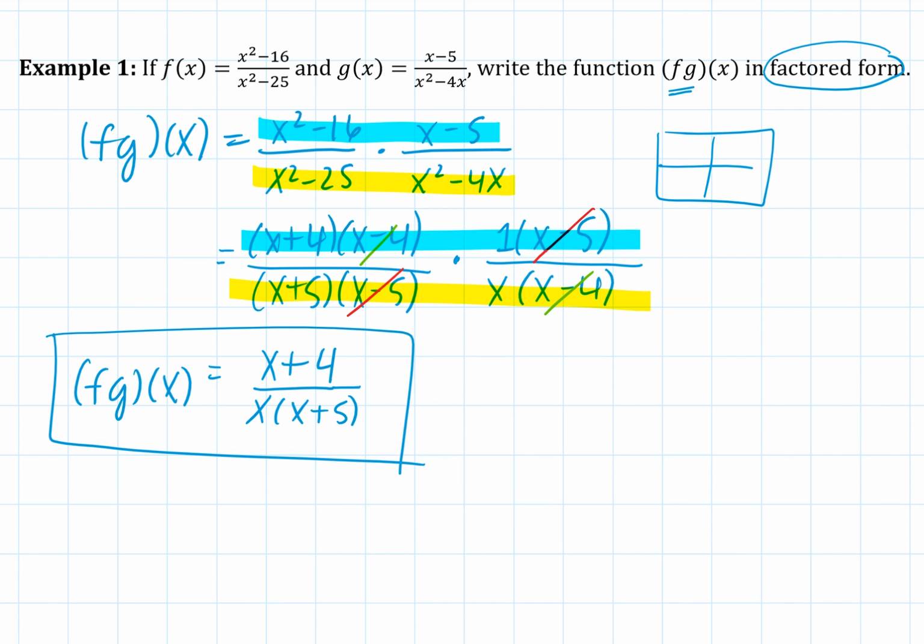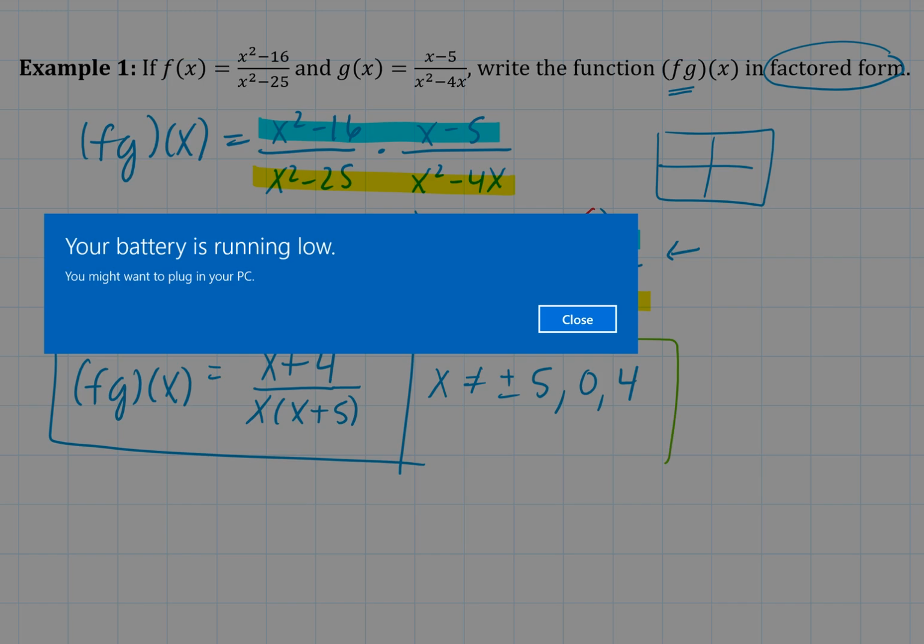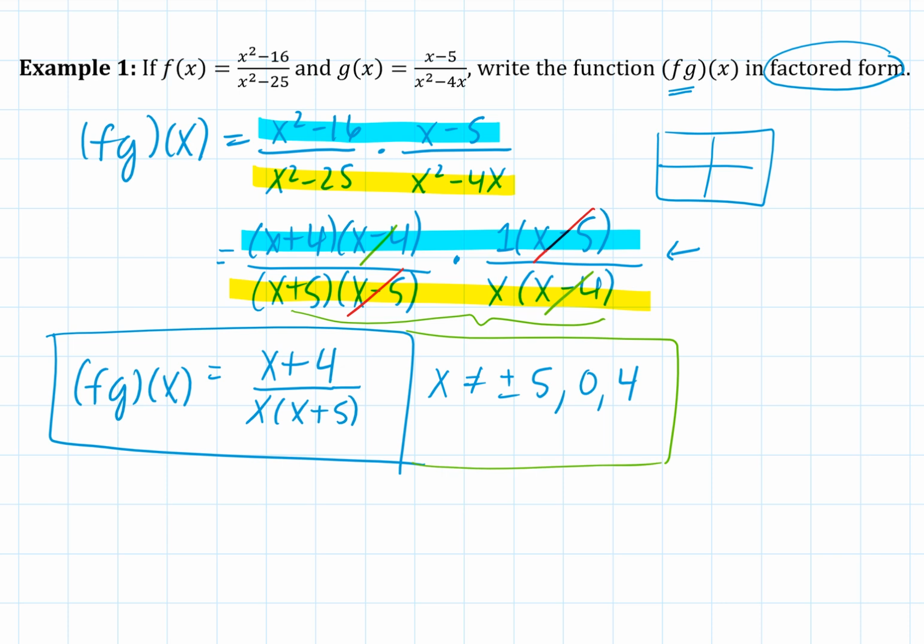If I want, I can write the discontinuities looking at the original unsimplified version. This is true as long as x is not positive or negative 5, 0, or 4, because those are the values that would make the denominator equal to 0 in the unsimplified version.